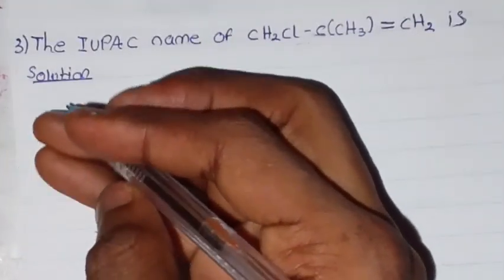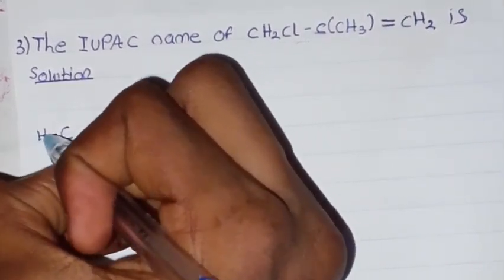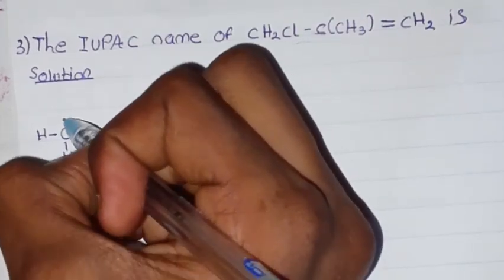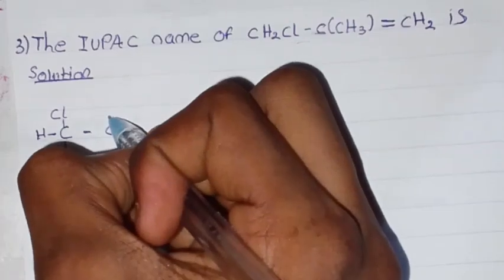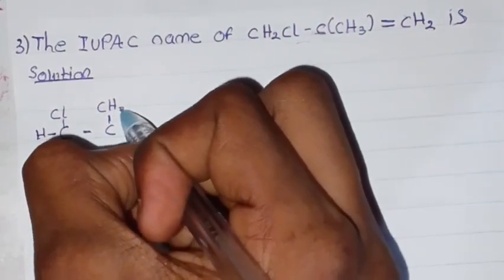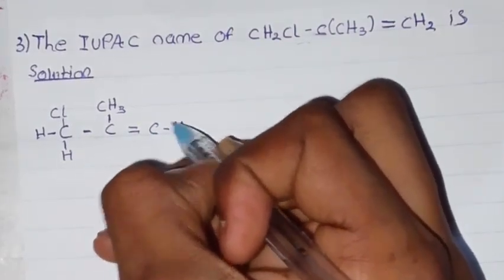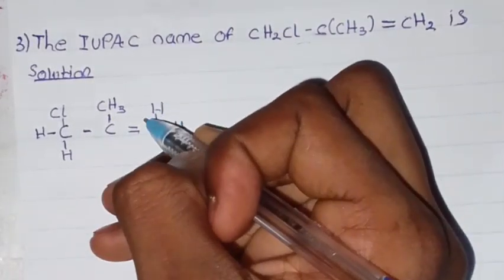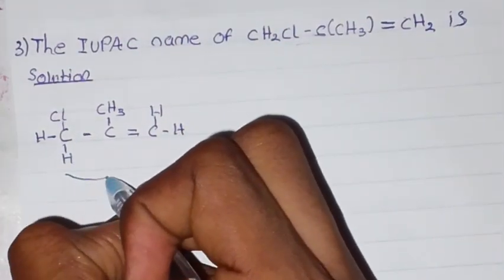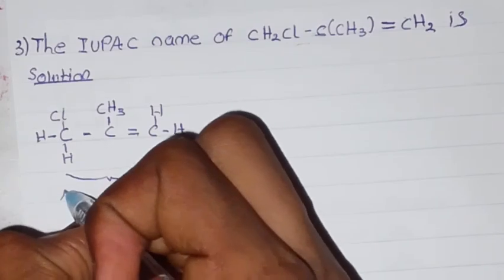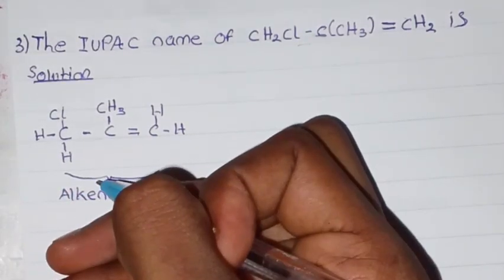So first off, let's draw the structure. We have carbon, terminal carbon attached to 2 hydrogen, also attached to chlorine, and this is attached to another carbon, right? We have CH3, a double bond, and C, right? 2 hydrogens. Now first off, remember we said that this is an alkene, right? Let me just write here, this I refer to as an alkene. The first question dealt with an alkene, the second was an alkanol.